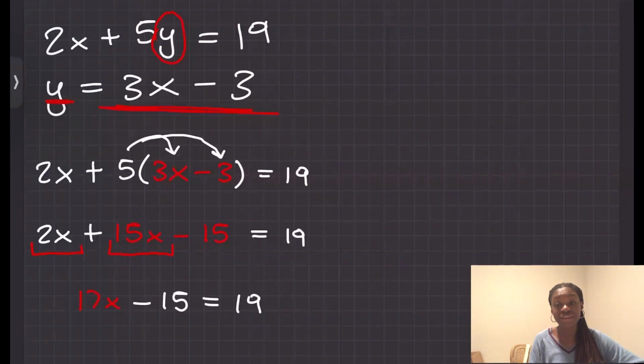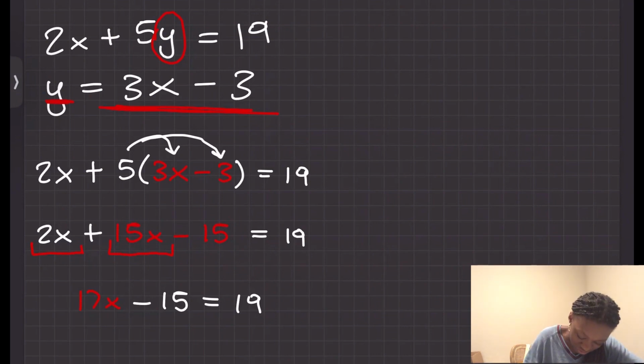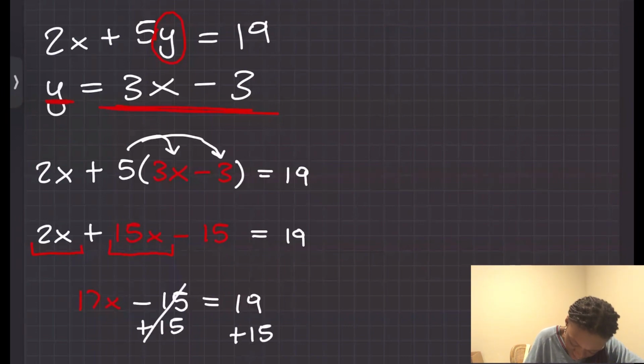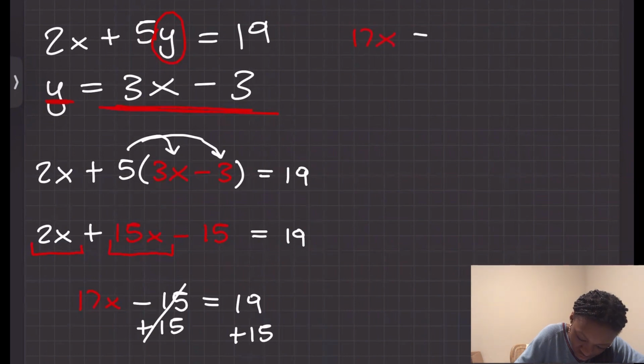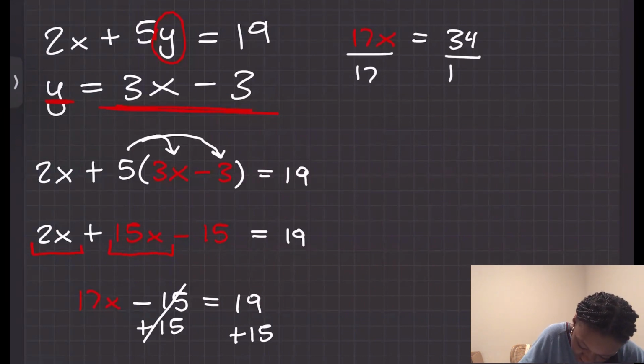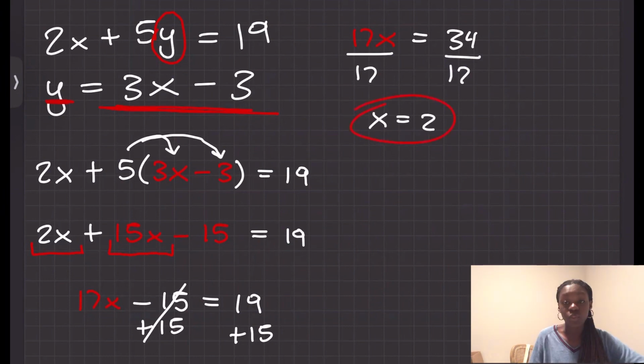Now, same thing like before, we want to get the 17x alone on one side of the equal sign, and we want to get all the other numbers that don't have variables, all the other constants, on the other side of the equal sign. So what are we going to do? We are going to get rid of the 15 by adding 15 to both sides. Add 15 here, and that takes it away. Add 15 here. Now 19 plus 15 is equal to 34, so we have 17x is equal to 34. And I'm going to divide both sides by 17. X equals 2. So we know that x equals 2.